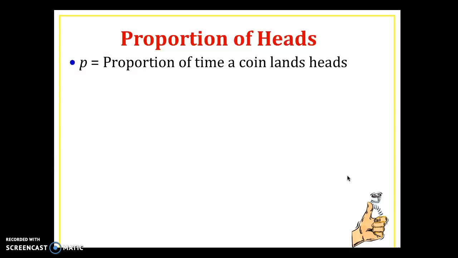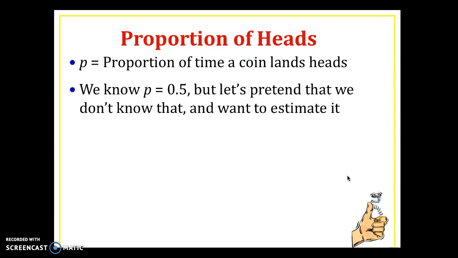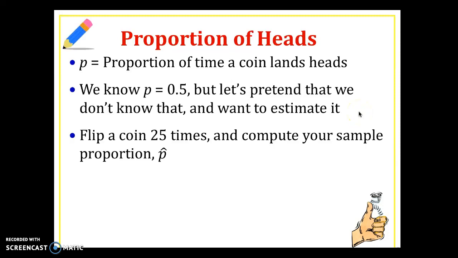Okay, let's say we want p to be the proportion of time a coin lands heads if you flip a coin. So p is going to be the population parameter. And assuming we have a fair coin, we know p is going to be 0.5. But let's pretend that we don't know that and we want to estimate it. So one way we could do that is to flip a coin, say 25 times, and compute a sample proportion. So I could have each student in a class of 30 do this, and I would get a sample of 25 flips, but I'd have 30 samples if I had 30 students do this.